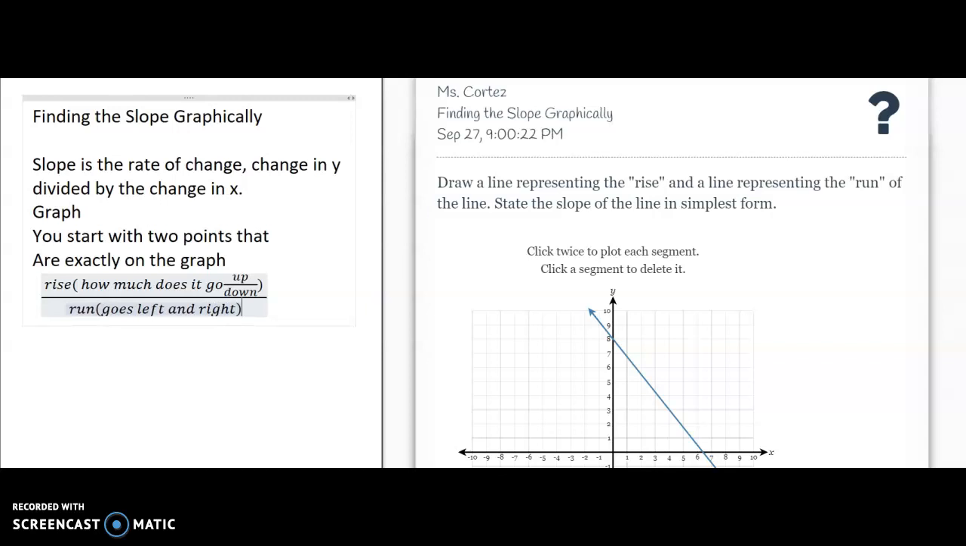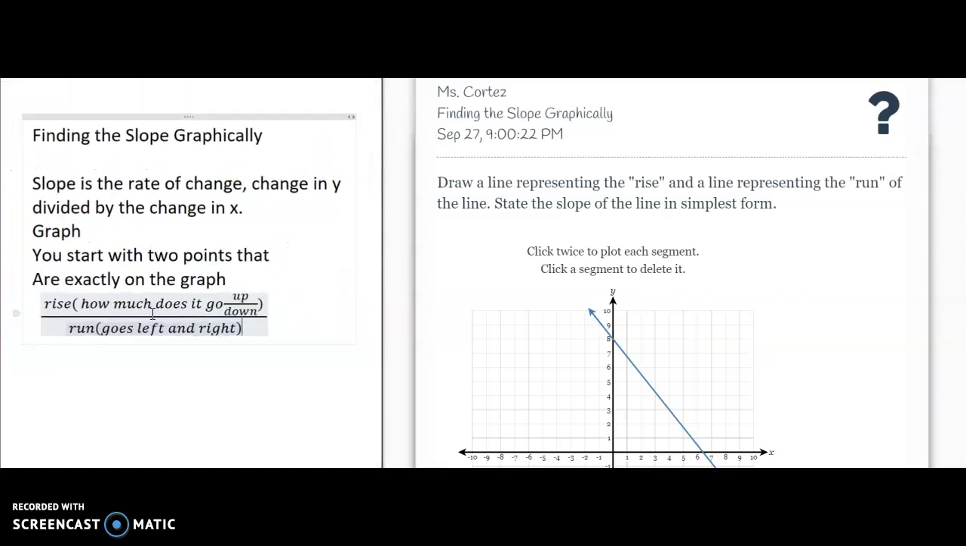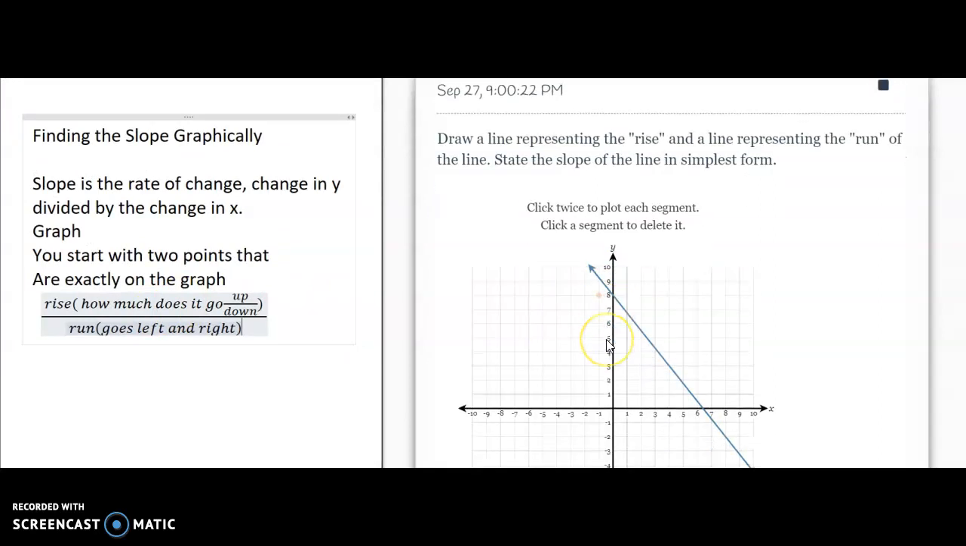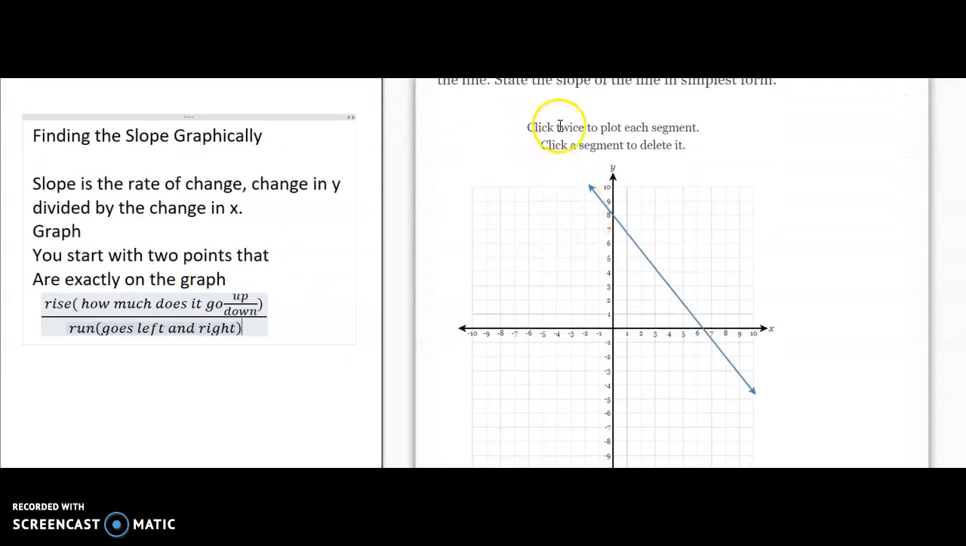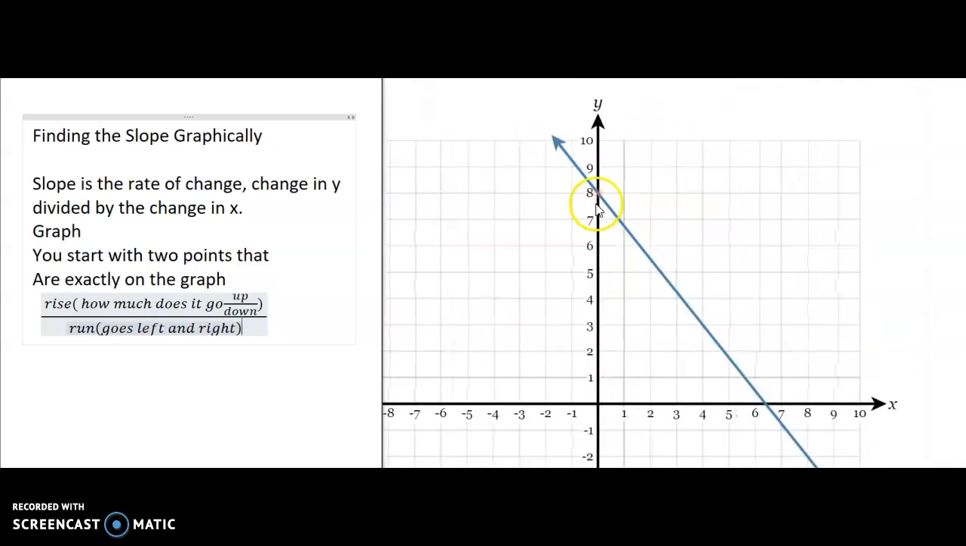All right, so let's go ahead and do that example on the graph. So we're going to start with rise. It says click twice to plot each segment. Click a segment to delete it. So let's go. We have to start with 2 points that are exact. So I'm going to click right there to say that I start with that point. And I want to find the rise over run with the next point that's exact.